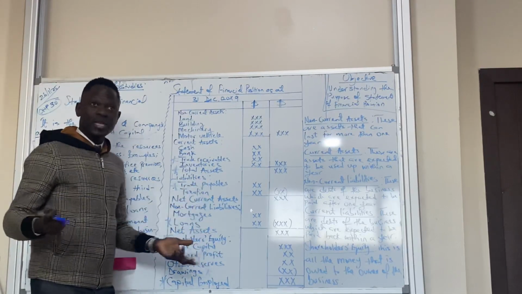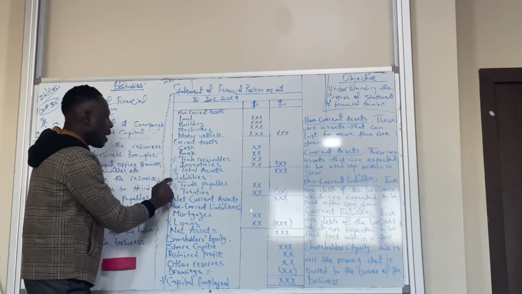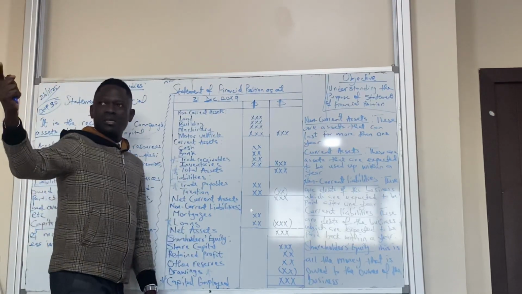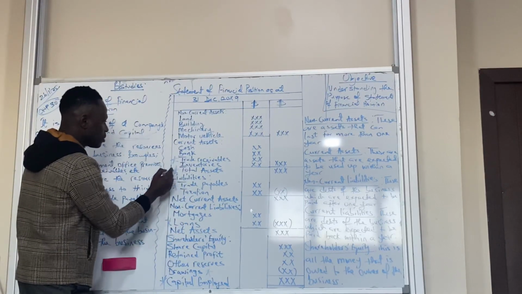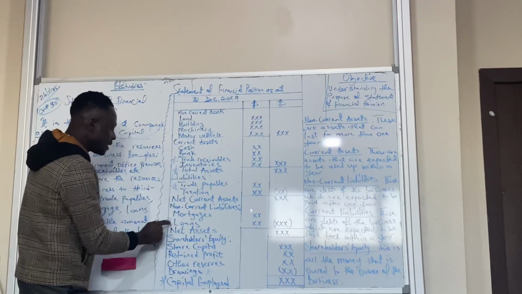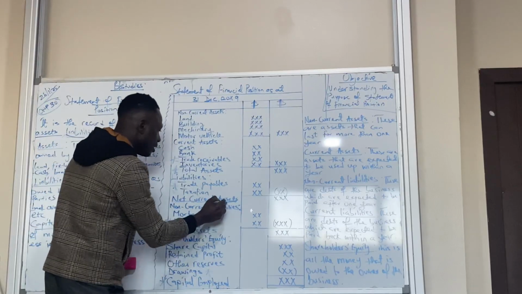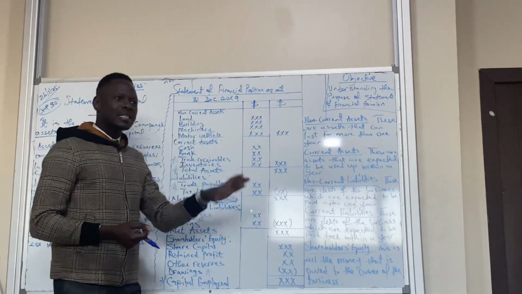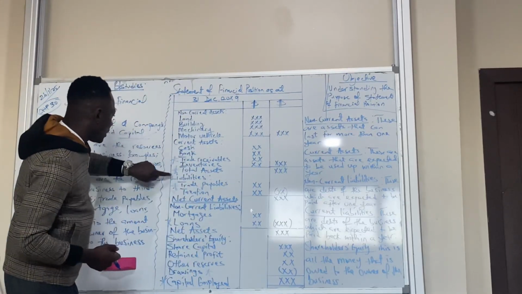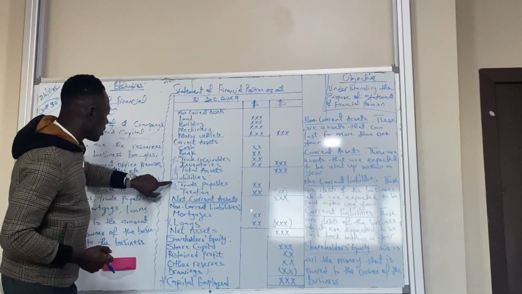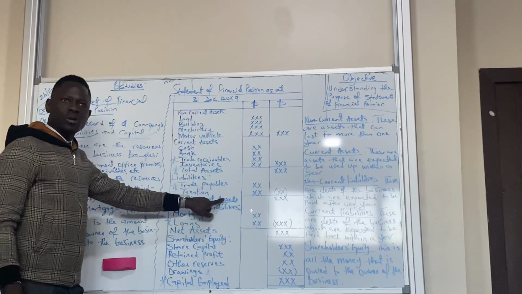Then taxation, we have to pay taxes. Yes or no? That's corporate tax. So the difference between our total assets and the current liabilities gives us our net current assets. So net current assets is total assets minus current liabilities. Do you get it, please? Total assets minus current liabilities gives us net current assets. Do we understand net current assets here?